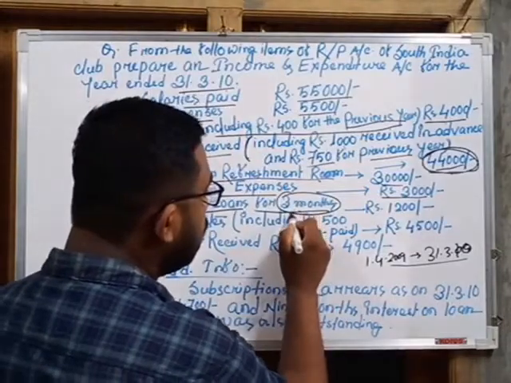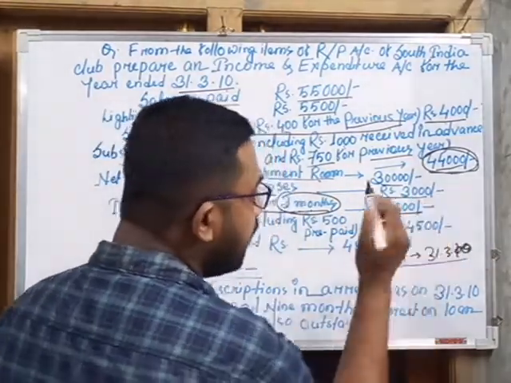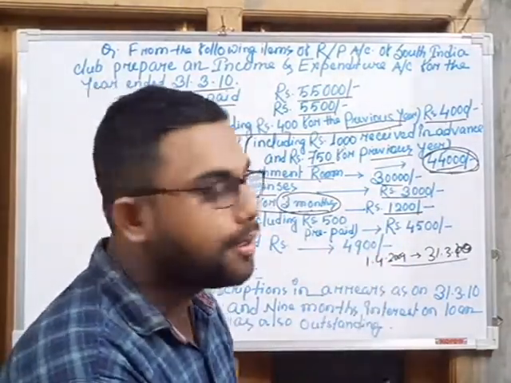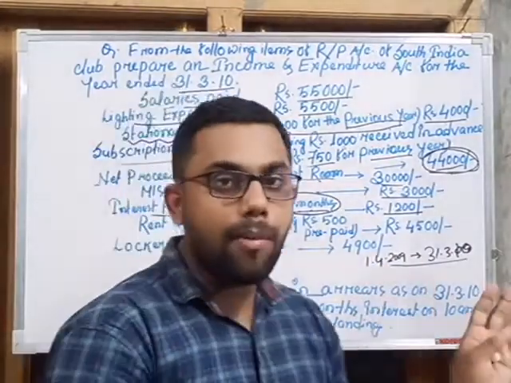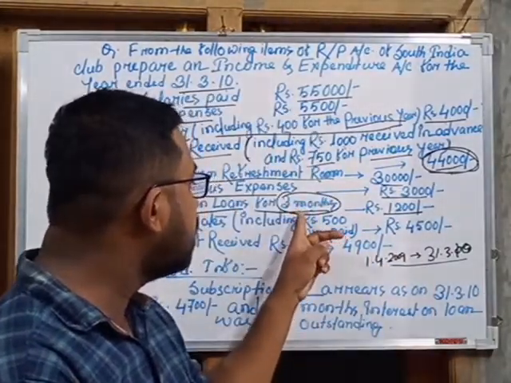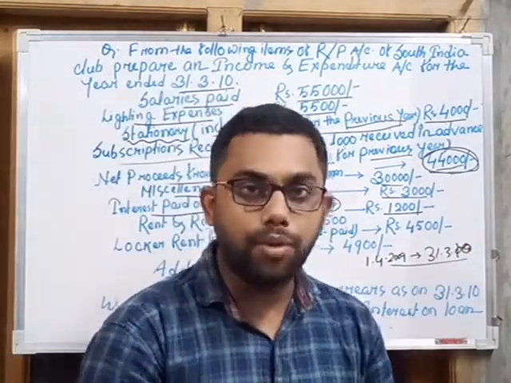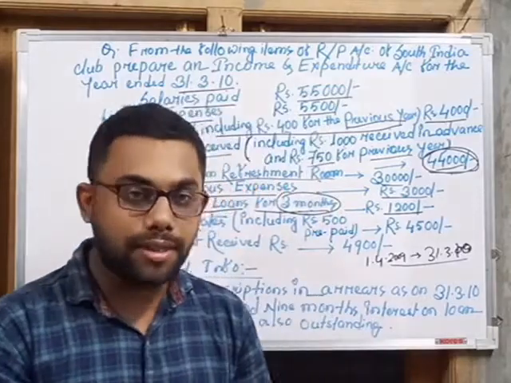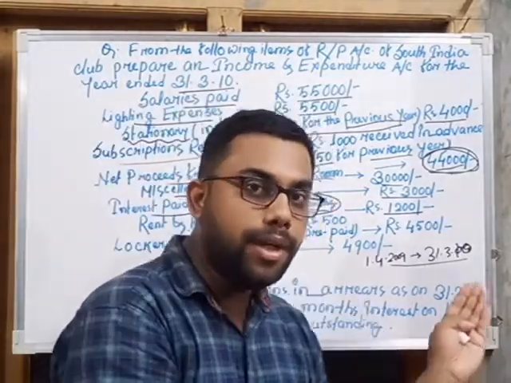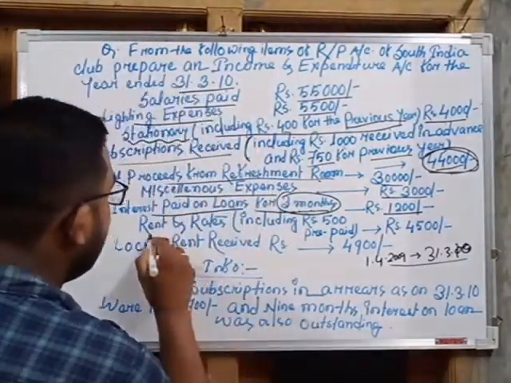So if interest on loan is paid for 3 months, rupees 1200, then for 1 month the interest amount is rupees 1200 divided by 3. What is the amount? 400. Now we have the monthly amount of interest, 400, and it is paid for 3 months. So for 9 months we have to add it, because it is prepared under the accrual basis of accounting. That means the total amount of expenditure, whether paid or not paid, will be taken into the income and expenditure account.